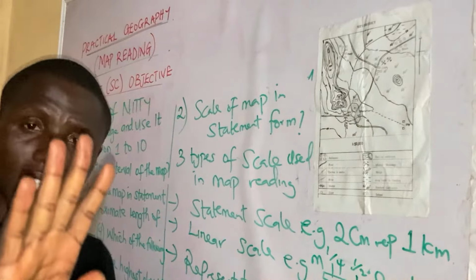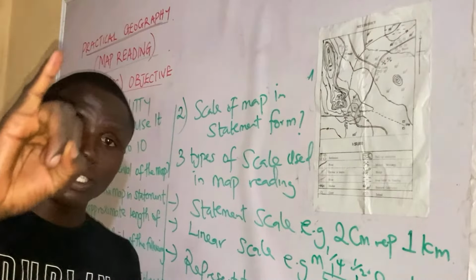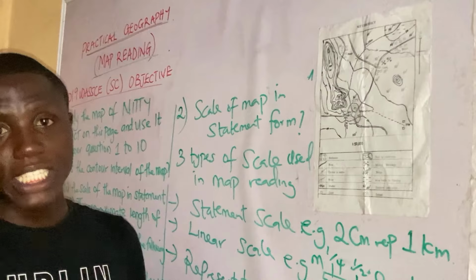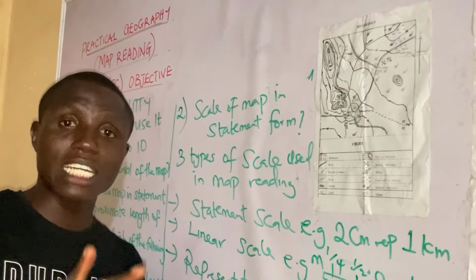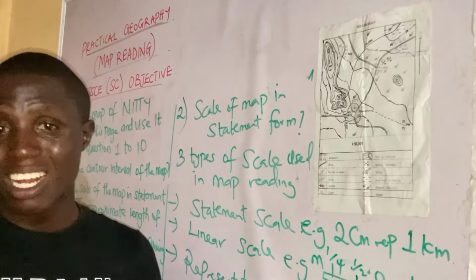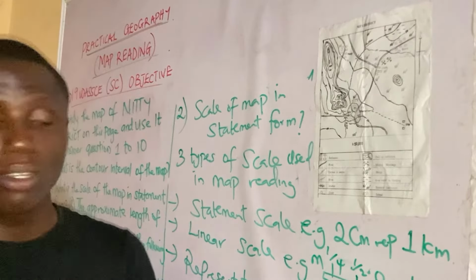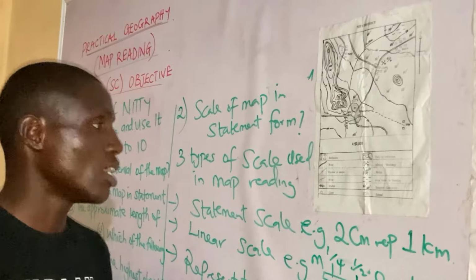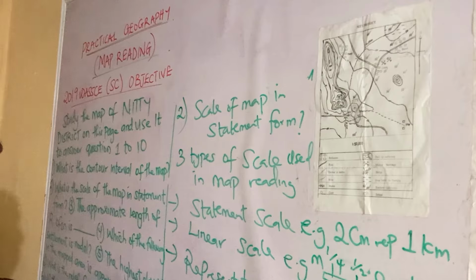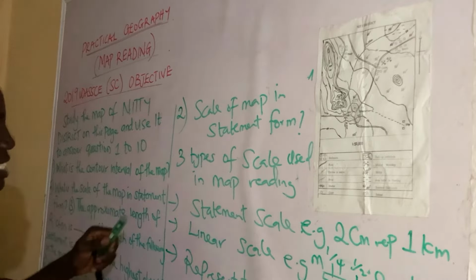So the three types of scale that we use on a map are: number one, statement scale, in the form of words, in terms of statements and figures. Number two is the linear scale, which uses a drawn line to scale, which can have two divisions, primary division and secondary division. And the third one is representative scale, which is representative fraction, RF.